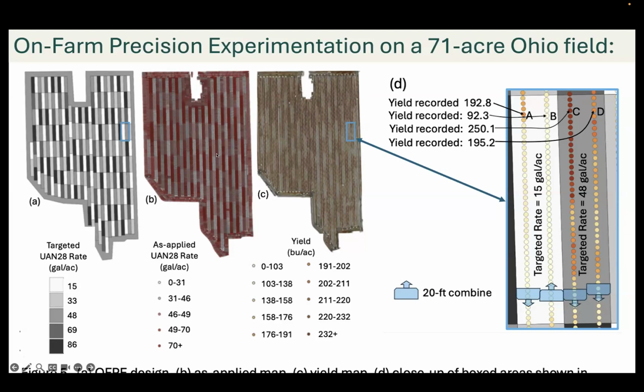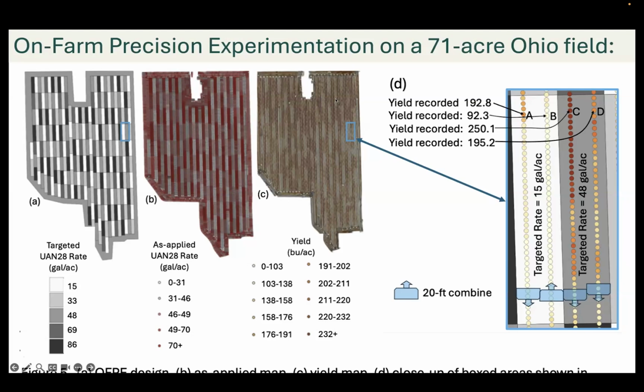Over here in the red, this is a map of the as-applied data. When the machine went through the field, it used GPS and a variable rate applicator, and it applied the design onto the field. So these are actual as-applied data. You can see clearly that the shade of red matches up with the shade of gray. In other words, we can put an experiment like this down on a field.